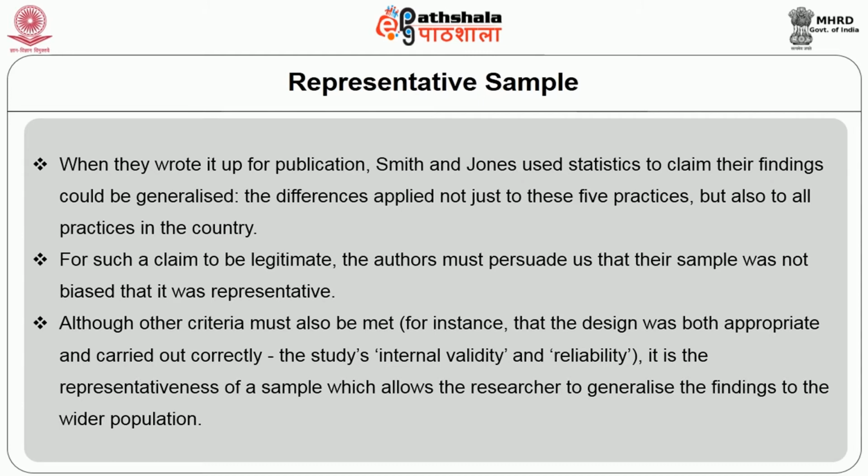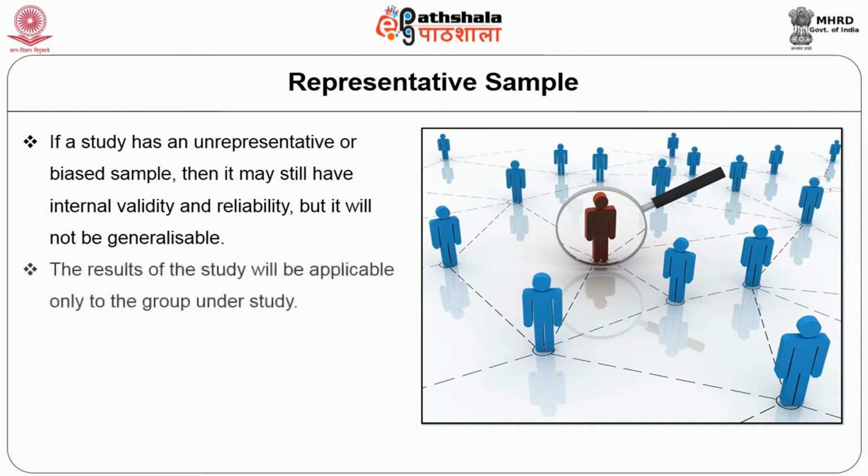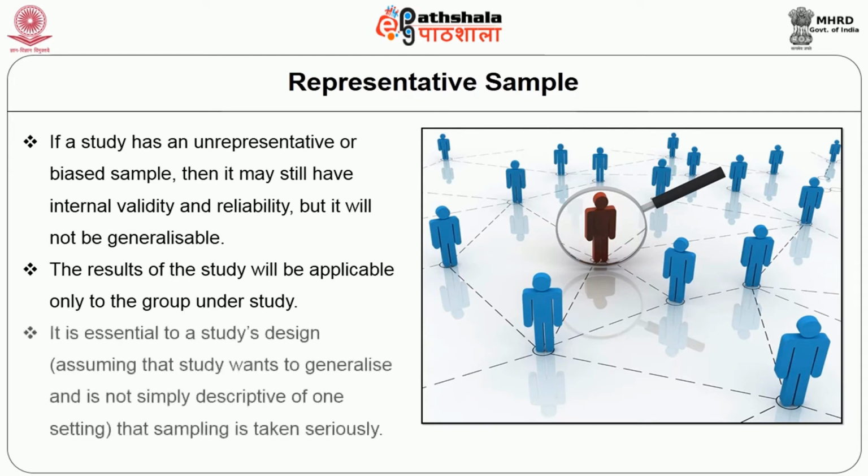It is representativeness of a sample which allows the researcher to generalize the findings to the wider population. If a study has an unrepresentative or biased sample, then it may still have internal validity and reliability, but it will not be generalizable, it will not possess external validity. Consequently, the results of the study will be applicable only to the group under study. It is essential to a study's design, assuming that the study wants to generalize and is not simply descriptive of one setting, that sampling is taken seriously.